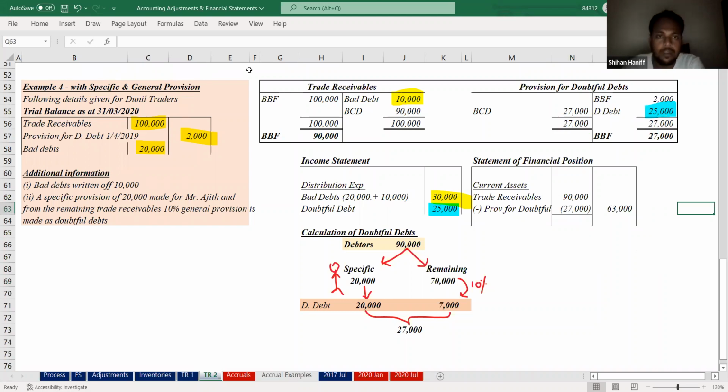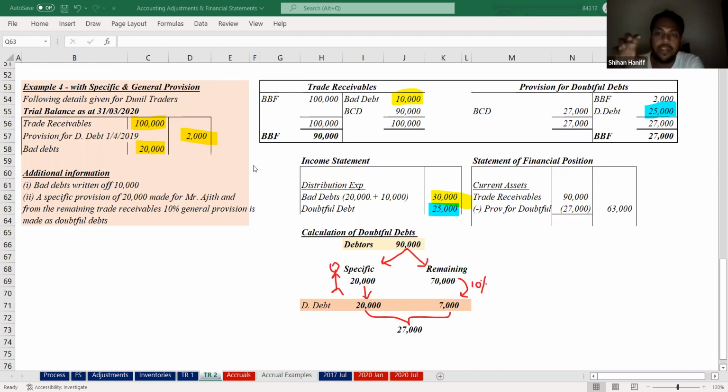Okay, so there is a question. Doubtful debt and provision for doubtful debt. Doubtful debt means the amount which we charge to the income statement. Provision means that is the amount that we deduct from the trade receivables and show in the statement of financial position as a deduction from the trade receivables. That is the total amount.